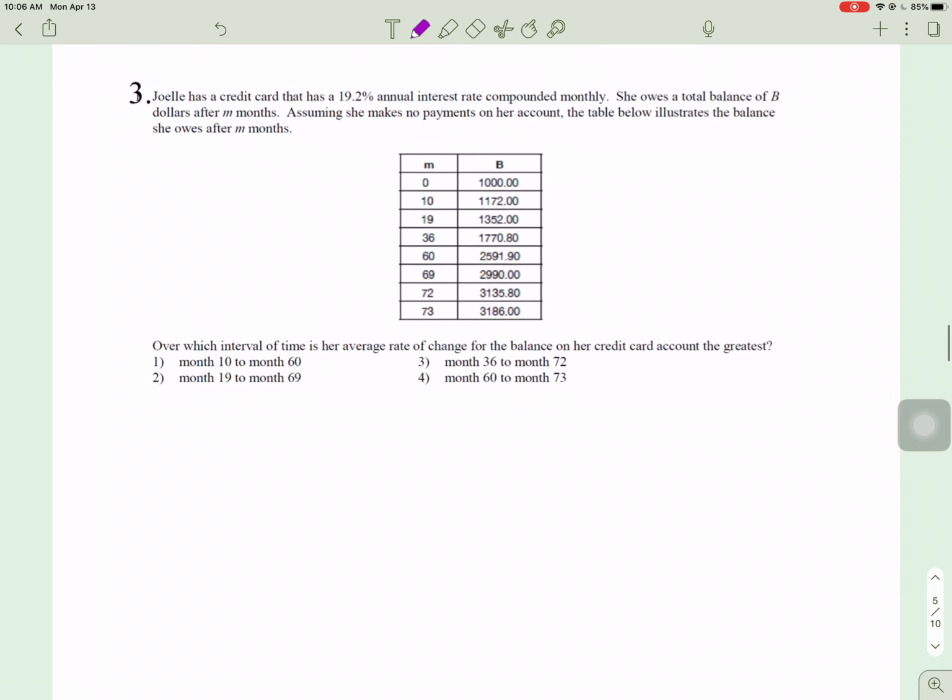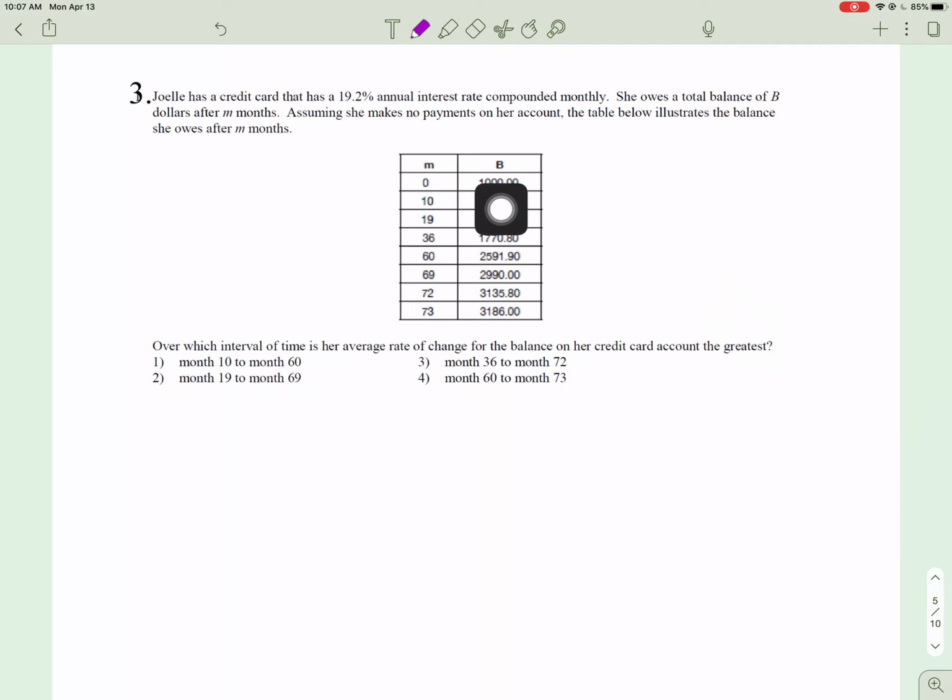Let's try one more. Joelle has a credit card that has a 19.2% annual interest rate compounded monthly, and she owes a total balance of B dollars after M months. Assuming she makes no payments on her account, the table below shows her balance after M months. Well, this kind of sucks. This will show you how credit cards work, guys.